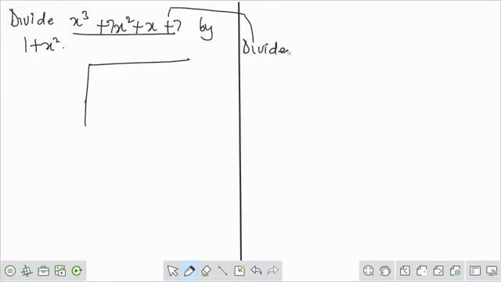At times, JAMB will not say you should divide it. I told you, recent JAMB is not difficult again. They will just ask you which one is the dividend. This is your dividend, and this is your divisor. So know that. So s cube plus 7s squared plus x plus 7. This is what you are dividing, so it's your dividend. Then we have 1 plus s squared.